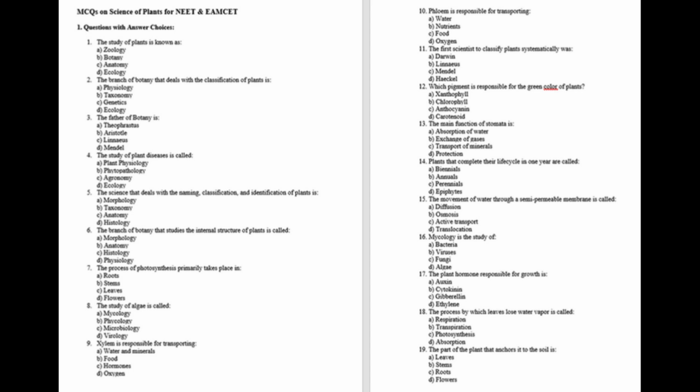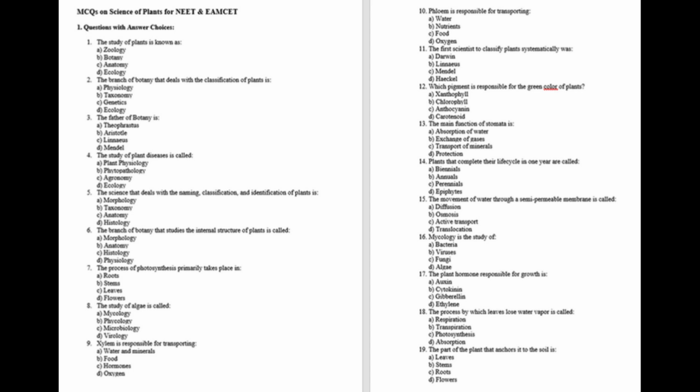Virology. Xylem is responsible for transporting A. Water and minerals, B. Food, C. Hormones, D. Oxygen. Phloem is responsible for transporting A. Water, B. Nutrients, C. Food, D. Oxygen.